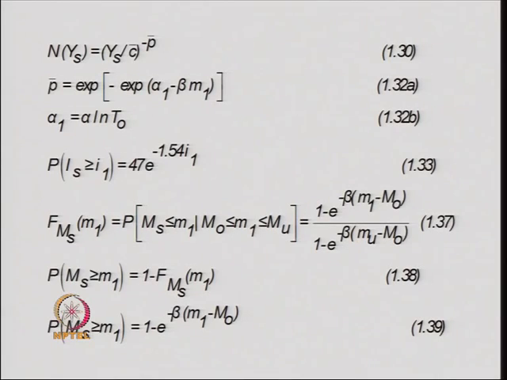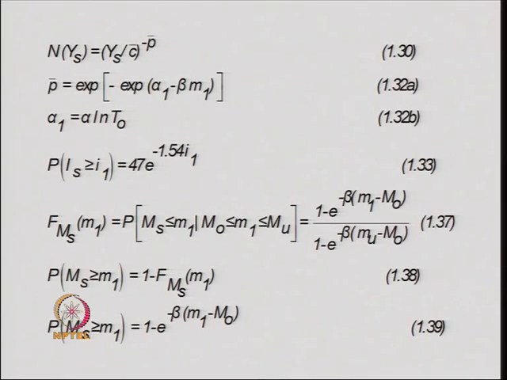The first equation talks of the annual occurrence of a particular event, that is, the number of earthquakes with magnitude or peak ground acceleration exceeding a value of Ys. So, Ys in general indicates an earthquake measurement parameter. Let us say it is peak ground acceleration for our problem.